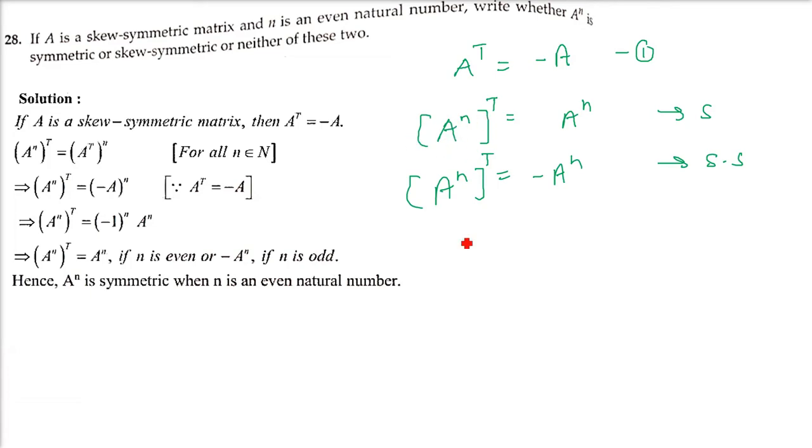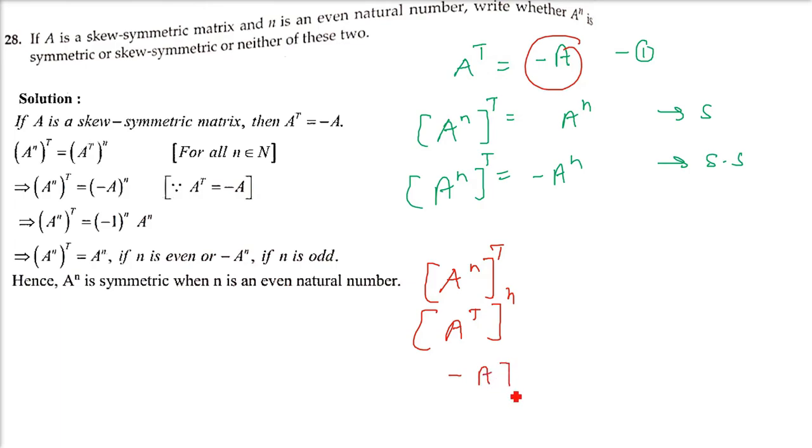So we have to take the transpose, A raised n transpose. You can replace t by n because if you do the transpose and then raise n, or raise n and take the transpose, it doesn't matter. So this is going to be what? A transpose and raise n. Since A raised t is already given as negative A, you can write it as negative A raised to n. How can you write this? This is negative 1 to the power n and A raised n.